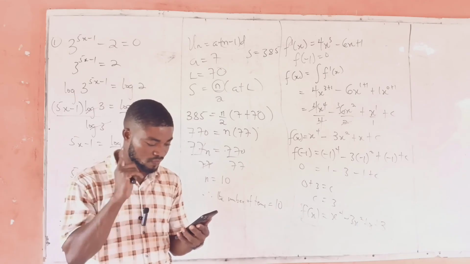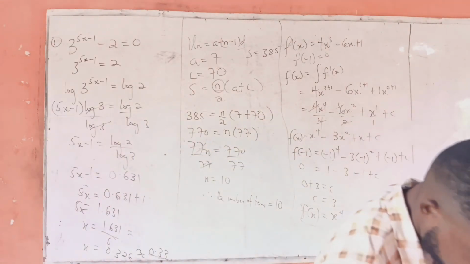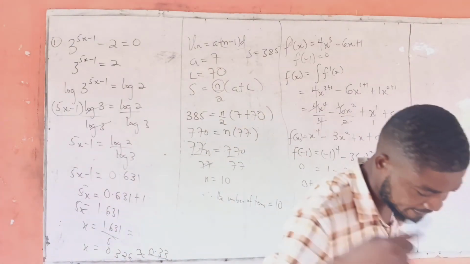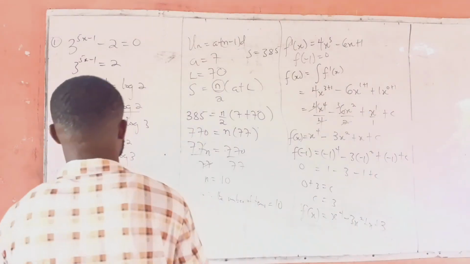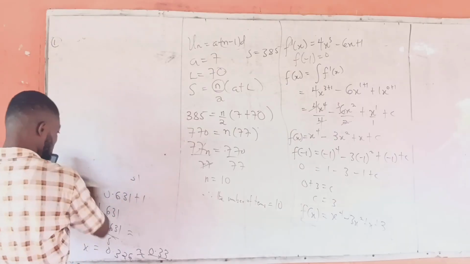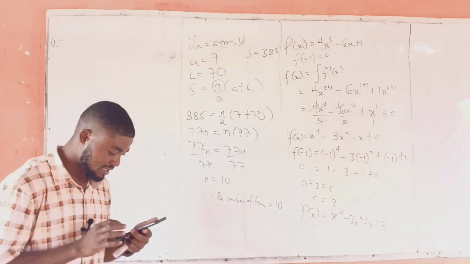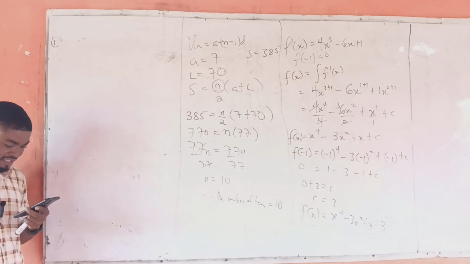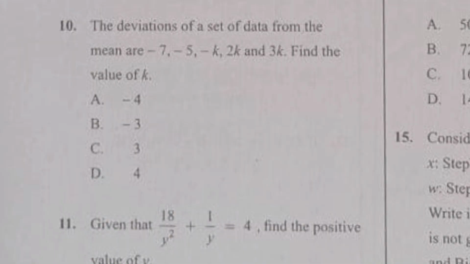Now we quickly go to question number 10. Yes. So we go to question number 10. Now question 10 reads from the screen that the deviations of a set of data from the mean are minus 7, minus 5, minus k, 2k, and then 3k. We have to find the value of k.